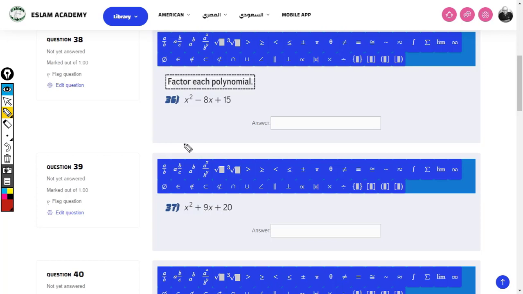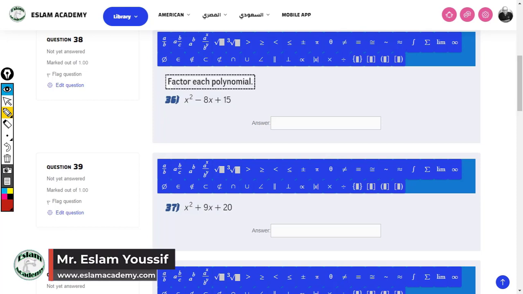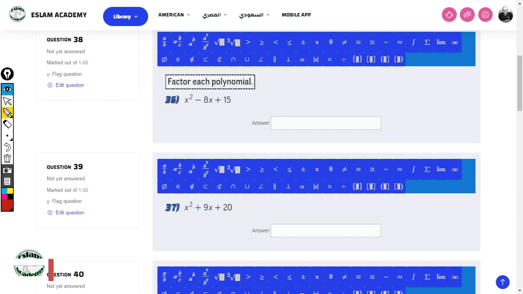Factor each polynomial. Factorization means converting the expression into a product of two or more terms. Now we have x squared minus 8x plus 50. The first step of factorization is to find whether there is a common factor or not. For the first expression, there is no common factor. Now we have a trinomial. Check if this trinomial is a perfect square or not. To check if it is a perfect square trinomial, we can find the square root of the first term, which is x. But if you look at 15, you can find it has no square root. So this expression is not a perfect square trinomial.